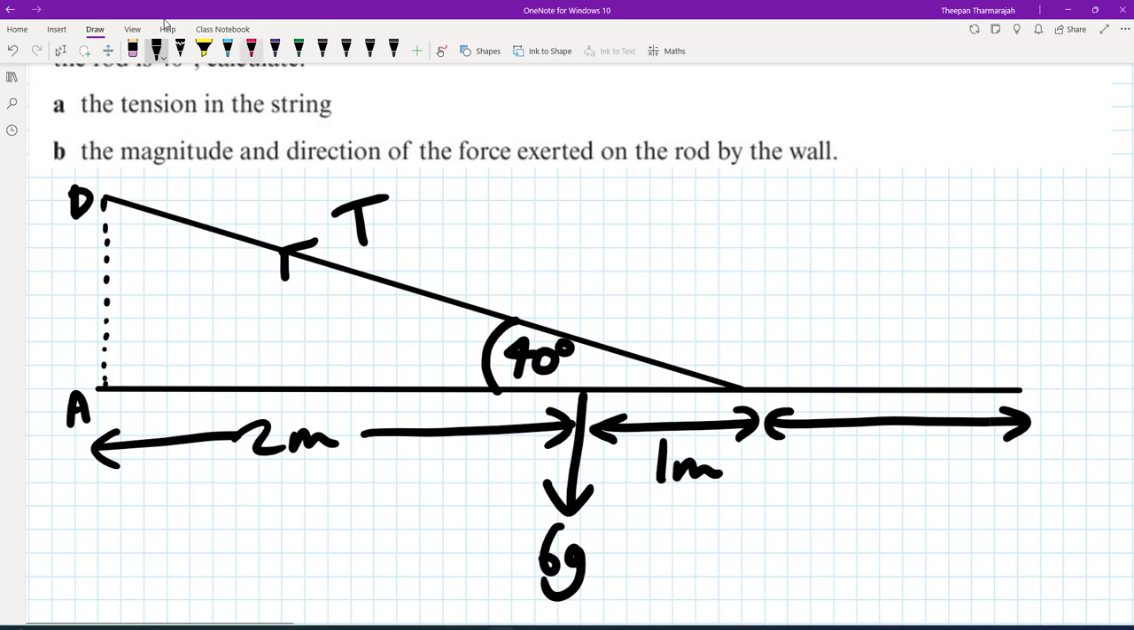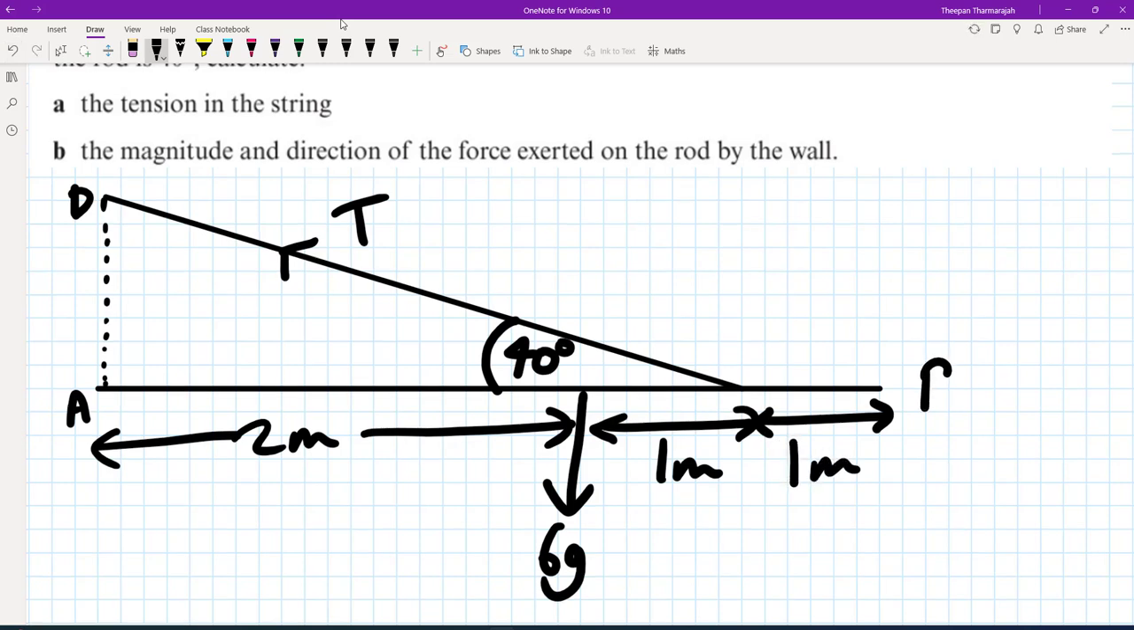Actually, what I could do is shorten the line. That would make life a lot easier and make it more realistic. So let's make it about the same here. That's about 1 meter as well. That's more realistic now. So here we go, we have that, and this is the point B.